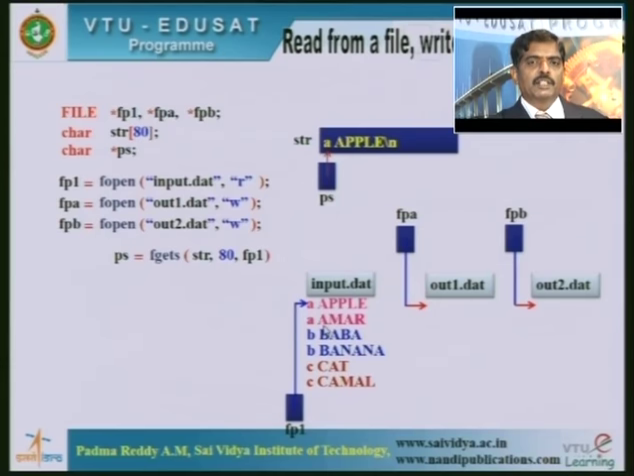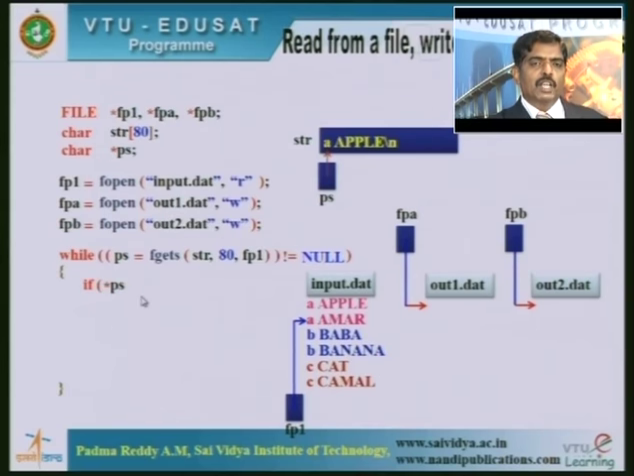Now see what's happening here. Is apple read from the file? Yes. Immediately after that, the pointer points to the next one. So let us repeat this as long as ps is not equal to null. So we write while, is ps not equal to null? Definitely it is not equal to null, so control should enter into the body of the loop.